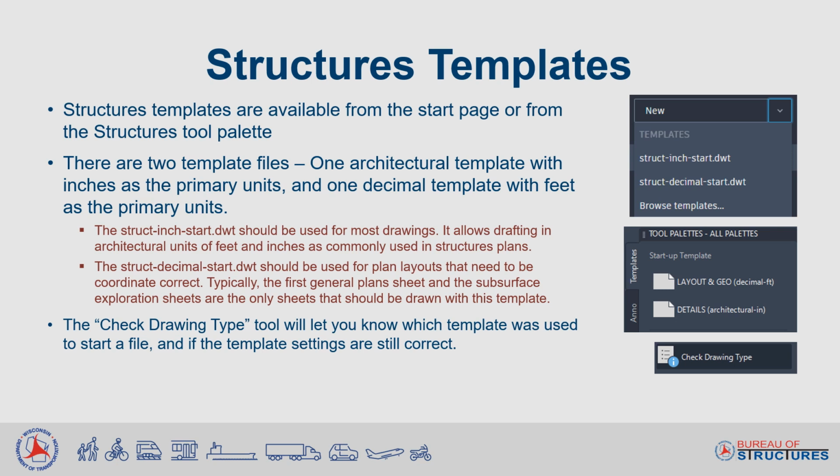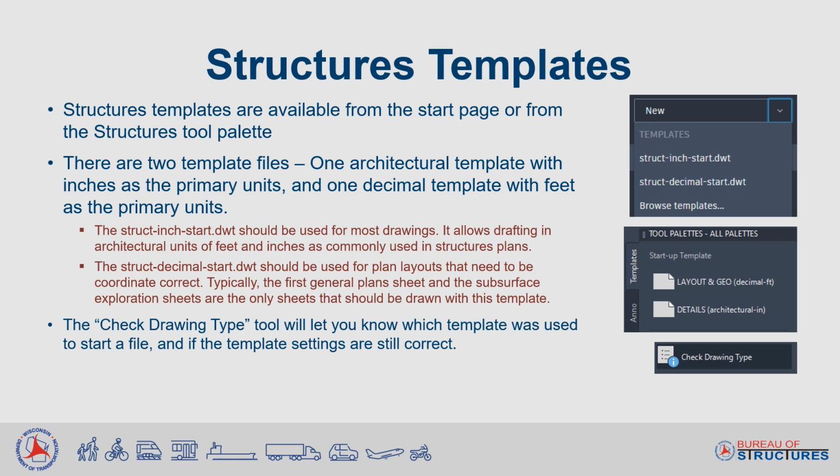Start a new Structures plan drawing by using one of the Structures templates. They are available from the New Drawing drop-down on the Start page or from the Structures tool palette. There are two template files. The first template is named struct-inch-start.dwt. This template should be used for most plan drawings, and it uses architectural units in feet and inches. Dimensions can be input using a combination of feet and inches, or feet or inches alone. In addition, fractions or decimals can be used.